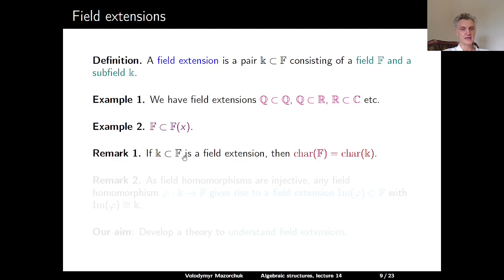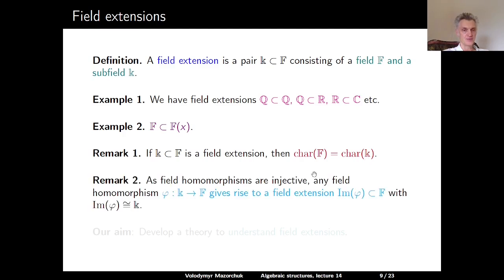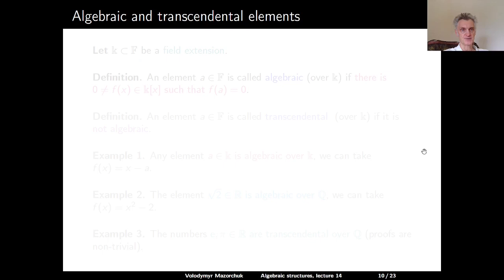Remark: if k inside f is a field extension, then these two fields have the same characteristic. Remark 2. As field homomorphisms are injective, any field homomorphism phi from a field k to a field f gives rise to a field extension from the image of phi to f. And of course, the image of phi is isomorphic to k because any homomorphism is injective. And the aim of this second part of the course is to develop a theory to understand field extensions.